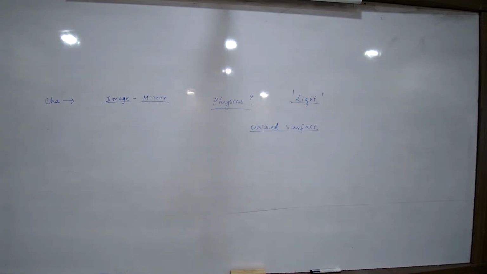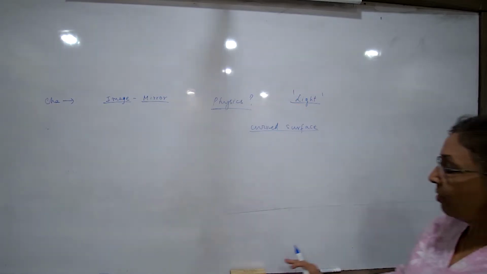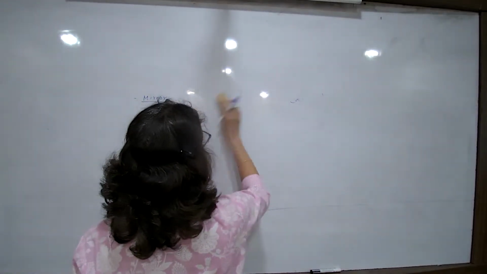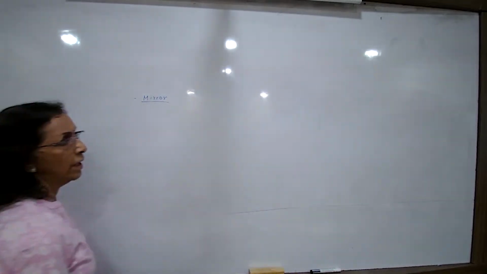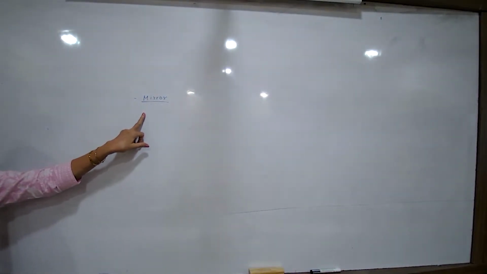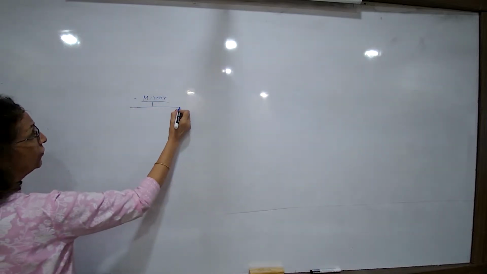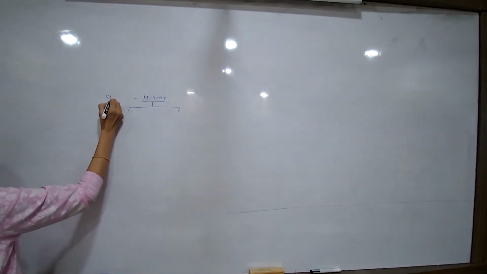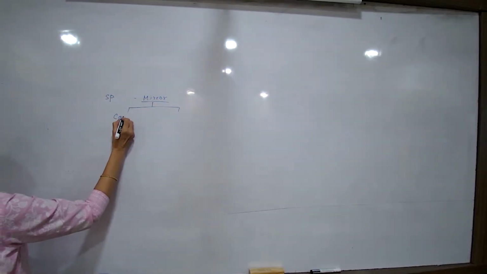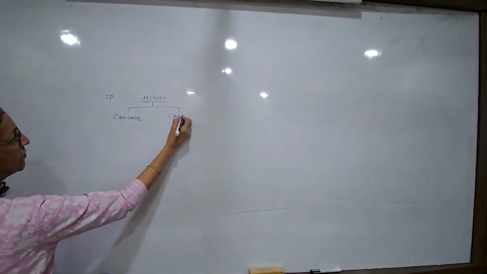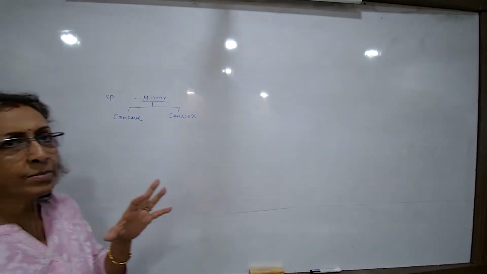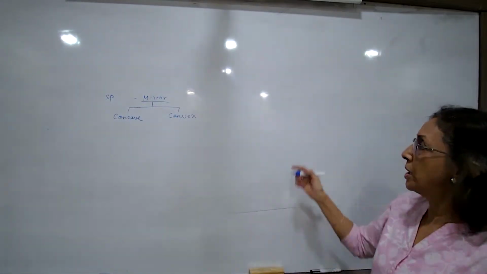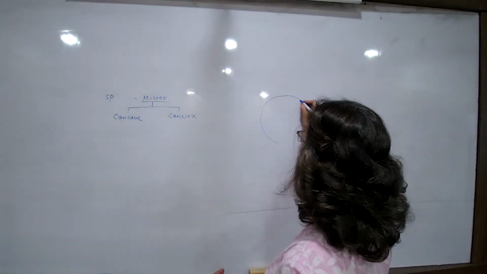Done? So now we will be talking about concave and convex mirrors. Now we know that mirrors are actually of three types. I'm not bothered about the plane mirror now. Spherical mirrors are of two types, concave and convex. This we already know. But there are certain terms which are common to both convex and concave mirrors because both of them are part of a sphere. So let's see what are the various terms that we are going to be talking about.